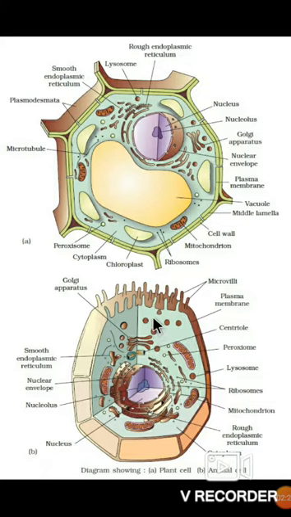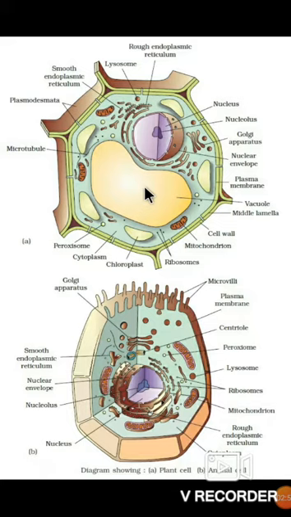Then the next point is that the animal cell does not have any large vacuoles, but in the plant cell you can see a large vacuole. In animal cells, if vacuoles are sometimes present, they are very small in size, but in the plant cell the vacuole is centrally located and of great size.